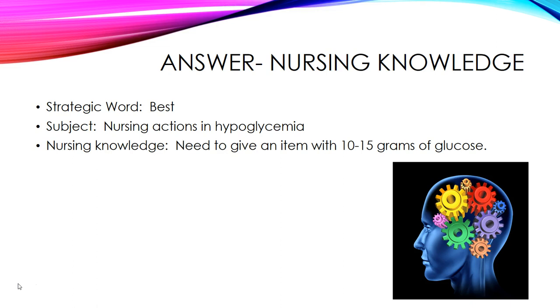So again, our nursing knowledge related to this is we know we need to give some item with 10 to 15 grams of glucose. So you need to know that milk has glucose in it, and that will help with the blood sugar, even though the answer you first think of, which is orange juice, isn't there. So don't panic if an answer you already have drilled in your brain as an answer is not an option, because if you analyze the other answers, a lot of times there's something similar.